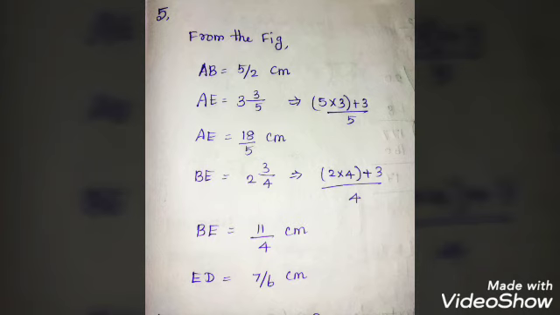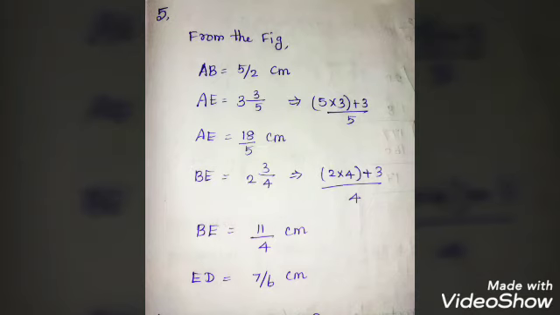By the figure, AB is equal to 5 by 2 centimeter, as given in your figure. AE is equal to 3 into 3 by 5. This is a mixed fraction. How can we change it? 5 into 3, the denominator into the quotient, 5 into 3 plus the remainder 3, divided by 5. So 15 plus 3 divided by 5, 18 by 5.